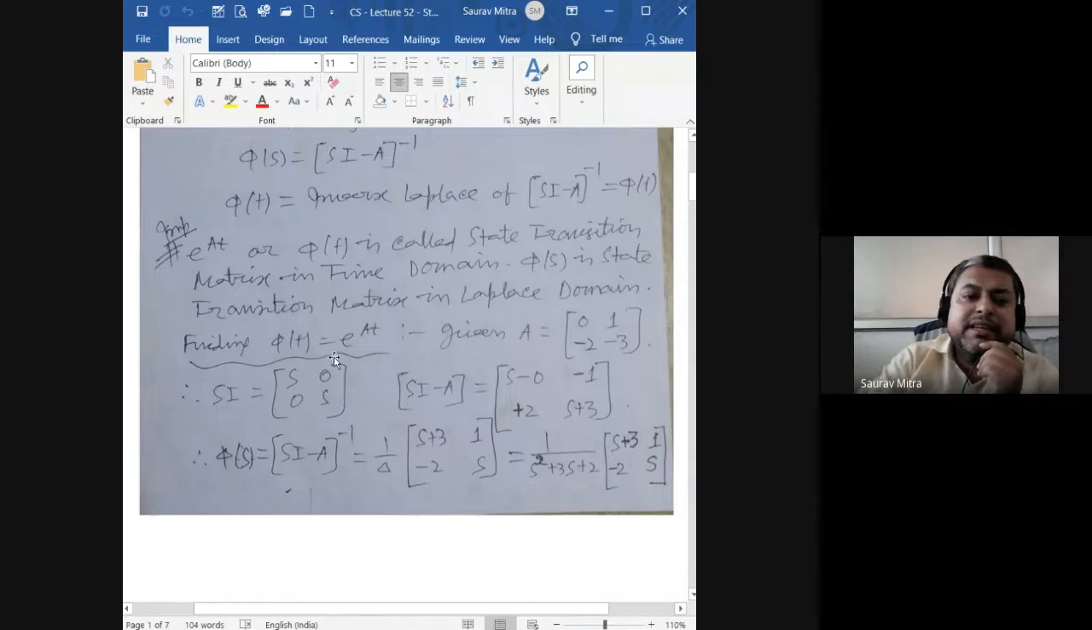So finding phi t, e raised to At: the first step is to find sI minus A. We have found it. Then find sI minus A inverse. And for that there are two steps.